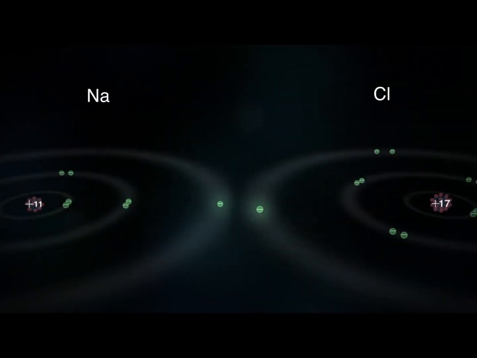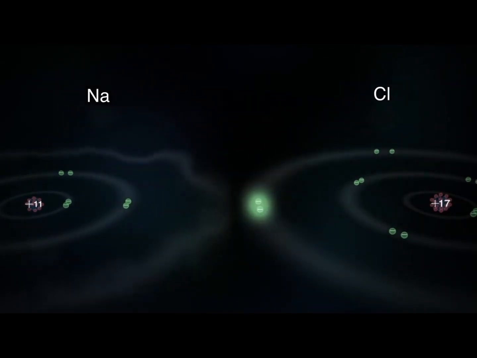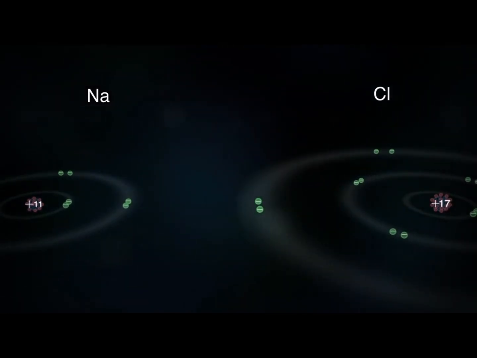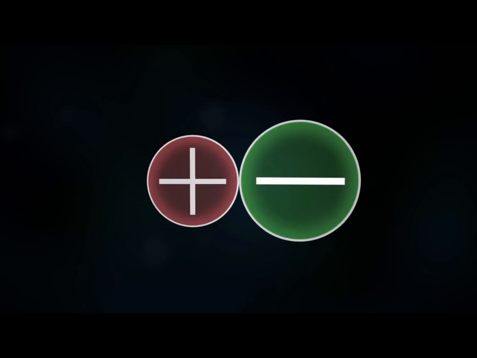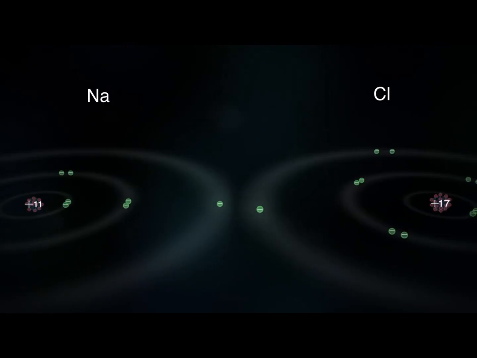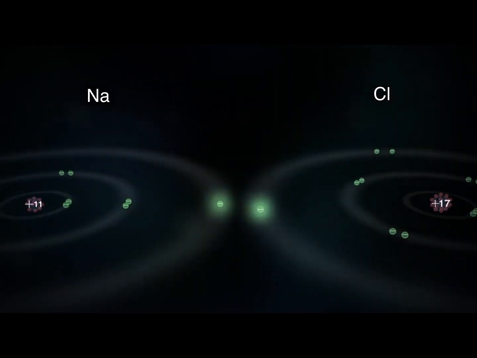You've probably imagined bonding as a tug of war. If one atom is really strong, it can pull one or more electrons off another atom. Then you end up with one negatively charged ion and one positively charged ion. And the attraction between these opposite charges is called an ionic bond. This is the kind of sharing where you just give away your toy to someone else and then never get it back.